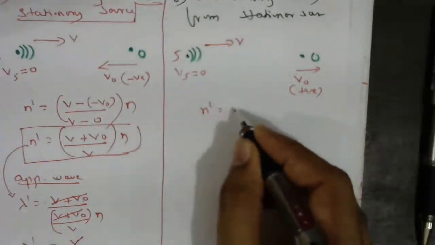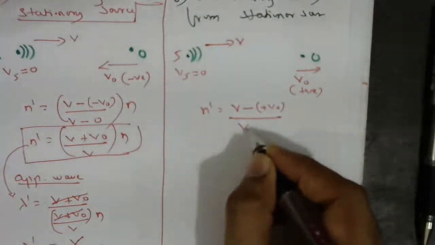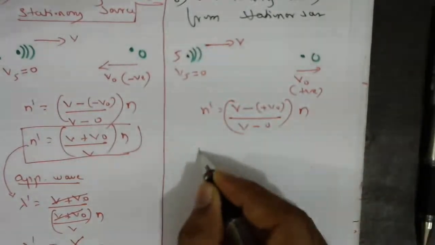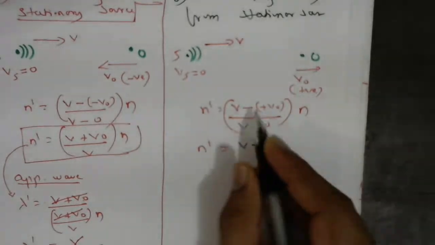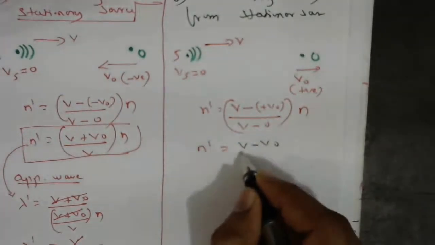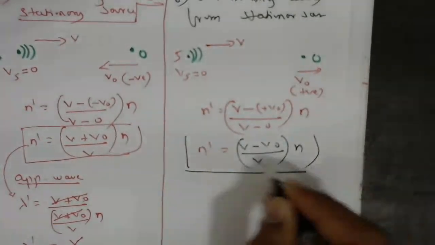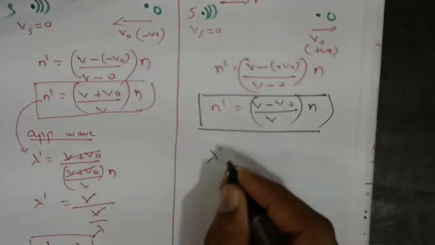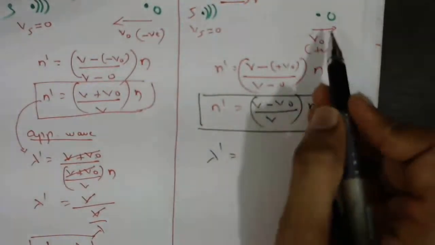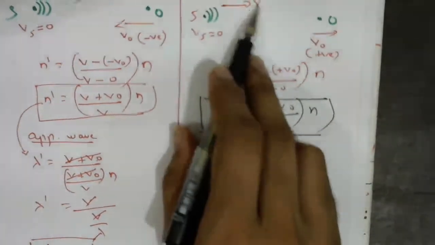Now n dash is equal to (v minus of plus v naught) upon (v minus 0) into n. n dash is equal to (v minus v naught) upon v into n. Why? Because minus to plus, minus. Which gives apparent frequency. What about apparent wavelength? Velocity of sound with respect to observer. Both are in same direction.